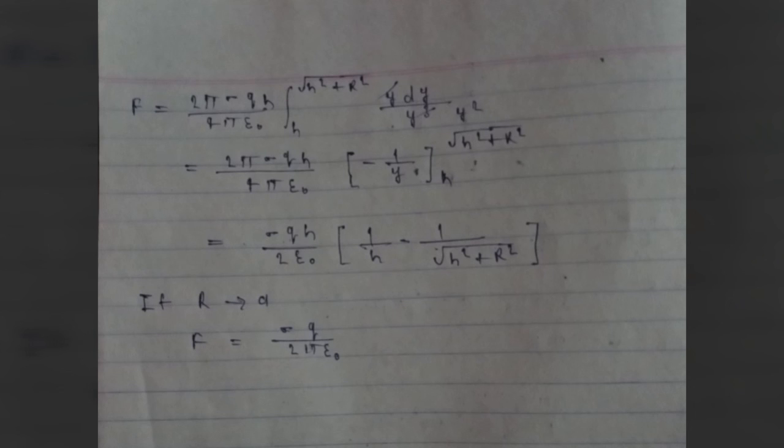This gives me 2 pi sigma q over 4 pi epsilon 0 times 1 over y with a minus sign, evaluated from h to the square root of h square plus R square, and that answer comes out to be 2 sigma q over 2 epsilon 0 times 1 over h minus 1 over the square root of h square plus R square. And this is going to be in the vertical direction.